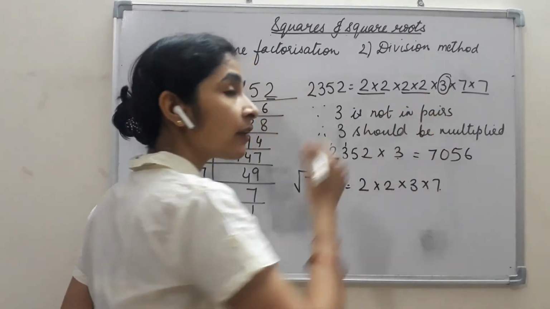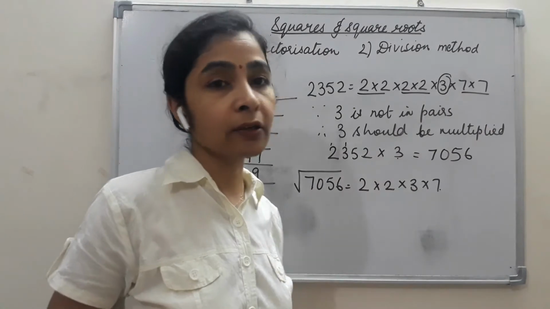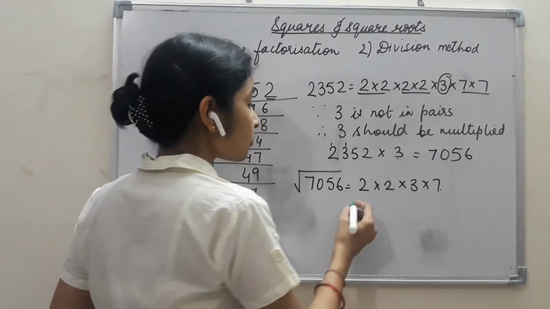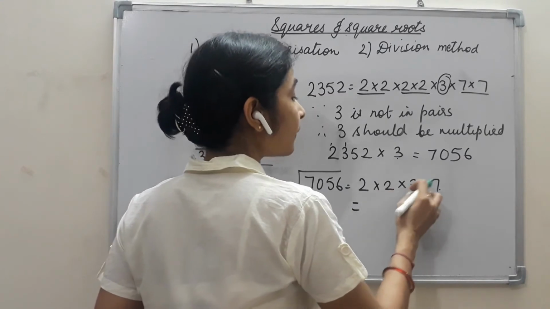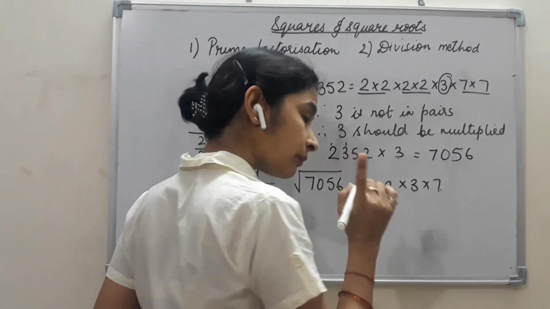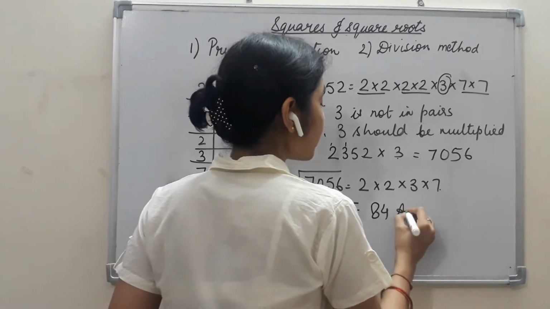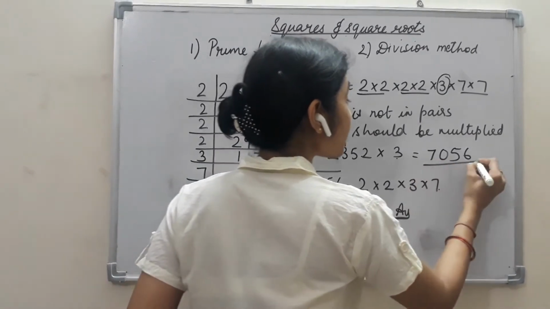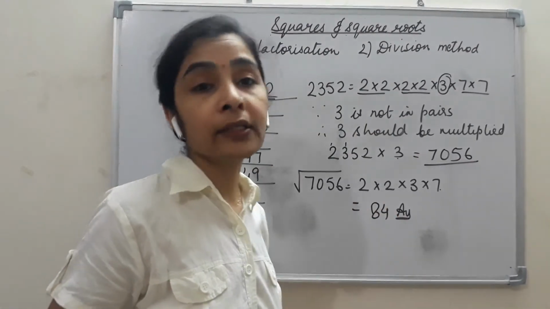Because we will multiply one more 3 here, we have already multiplied one more 3, so we have got a pair of 3 also. Okay, so the square root of 7056 is 2 2s are 4, 4 3s are 12, and 12 7s are 84. So this is the perfect square number. The perfect square number is 7056 and the square root of it is 84.